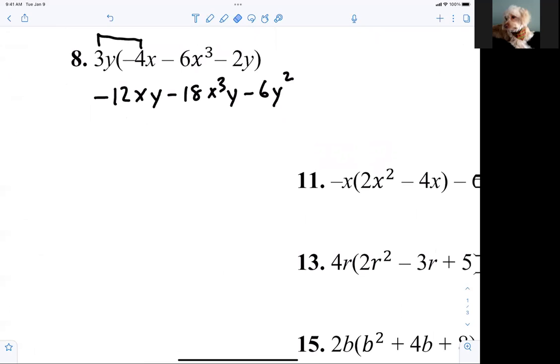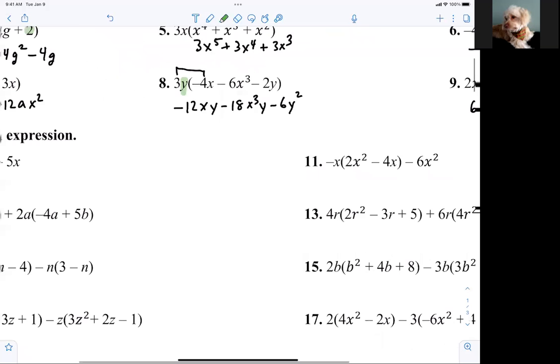Why is it to the third? Because y, there's no x's, right? There's no x's. True? I'm adding the y's and the y's together. You with me now, Brennan? Yeah. All right, let's go.